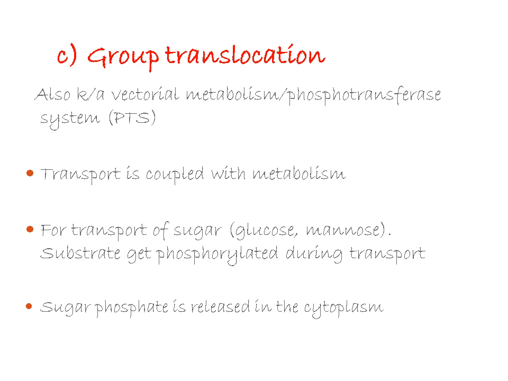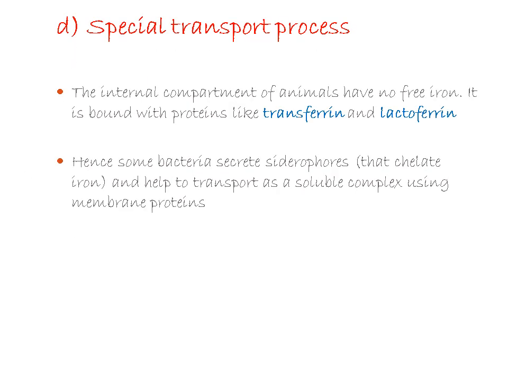Then there are special transport processes where the internal compartment of animals, as we have seen, has no free iron. It is mostly bound to proteins like lactoferrin and transferrin. Hence some bacteria secrete siderophores. Siderophores are molecules that chelate iron, and they help in transport of the iron as a soluble complex using membrane proteins.